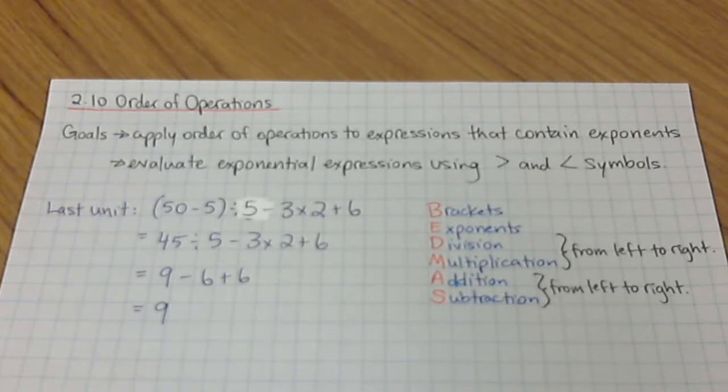Now, grade 7, last unit when we were reintroduced to order of operations, we talked about the acronym BEDMAS: brackets, exponents, division, multiplication, addition, subtraction. We talked about PEMDAS as well. But last unit we were looking at problems like this, where we had brackets, multiplication, division, addition, subtraction. So we looked through problems like this.